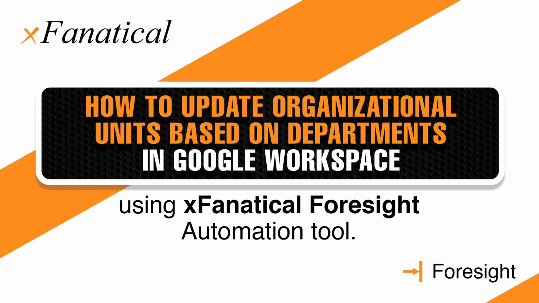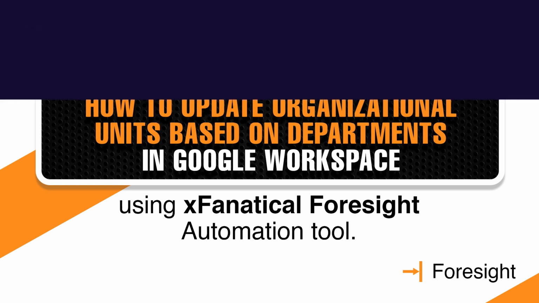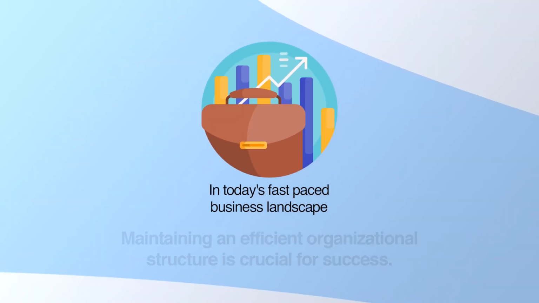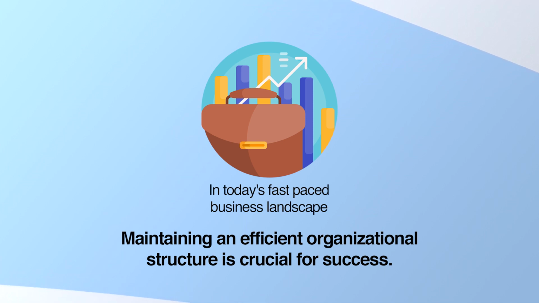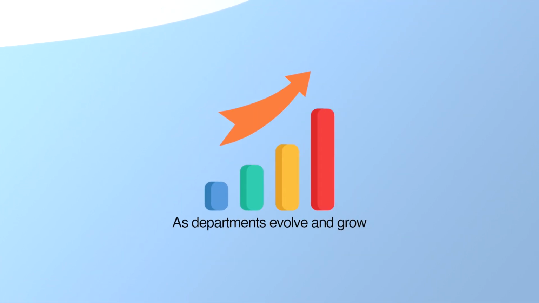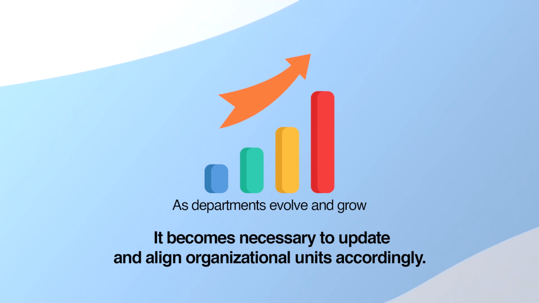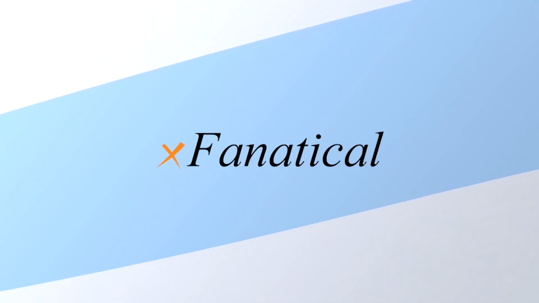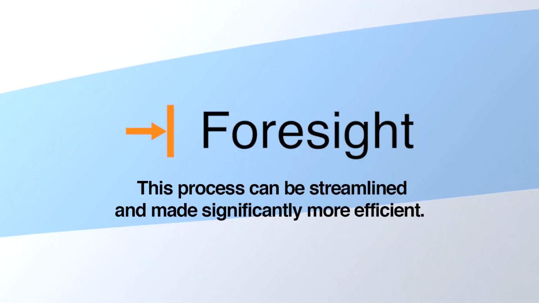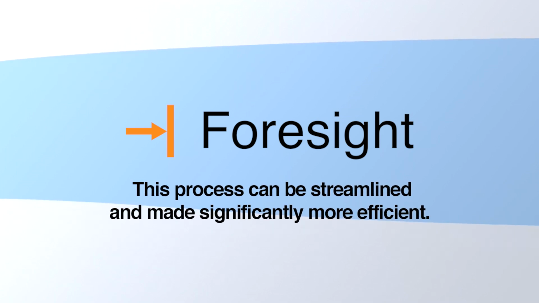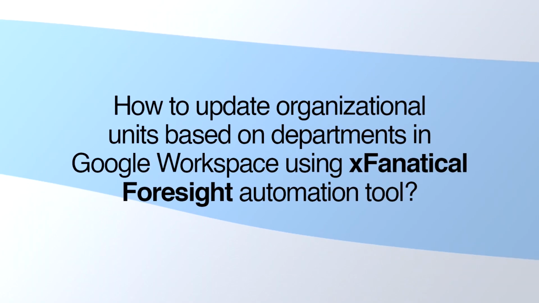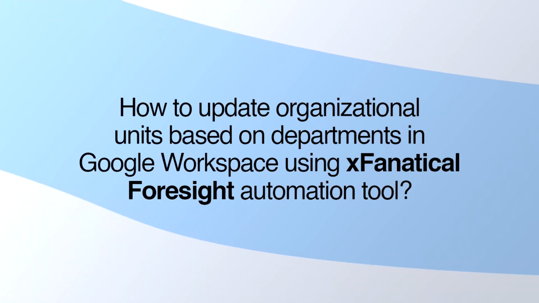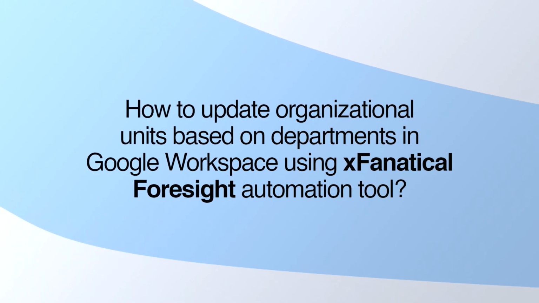In this short video, I will demonstrate how to update organizational units based on departments in Google Workspace using xFanatical Foresight automation tool. In today's fast-paced business landscape, maintaining an efficient organizational structure is crucial for success. As departments evolve and grow, it becomes necessary to update and align organizational units accordingly. With the advent of advanced automation tools like xFanatical Foresight automation tool, this process can be streamlined and made significantly more efficient. How to update organizational units based on departments in Google Workspace using xFanatical Foresight automation tool.